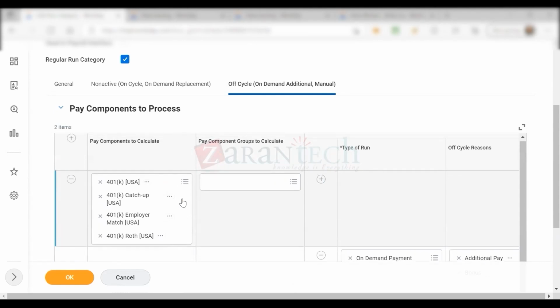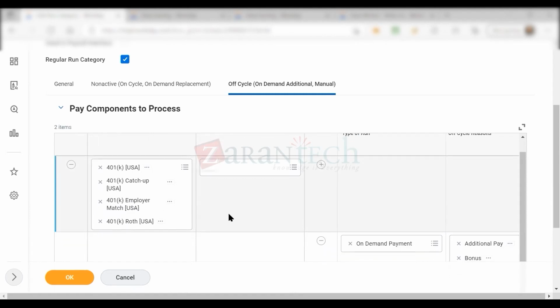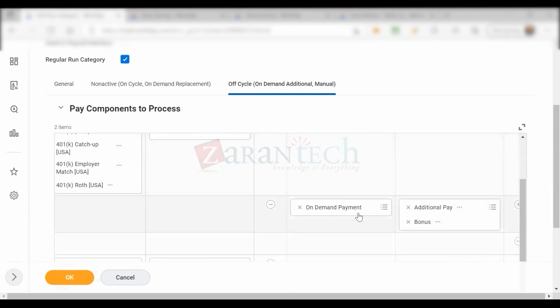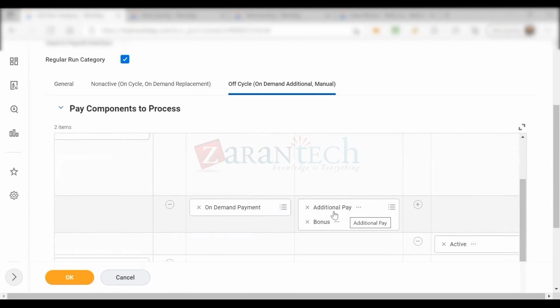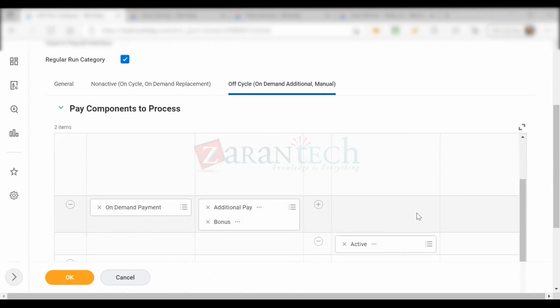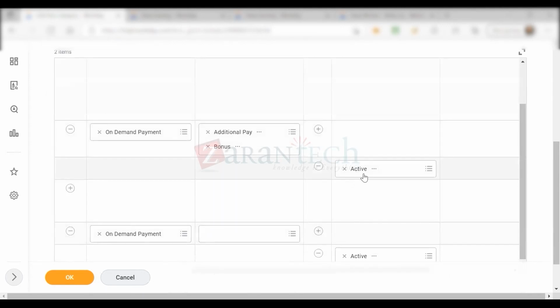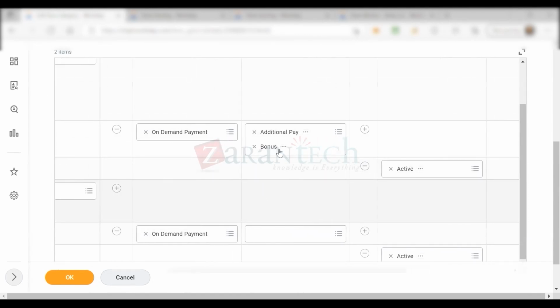In this first example, we are saying that I want all the 401k pre-tax or post-tax or match to be calculated when I'm processing an off-cycle payment with reason additional pay or bonus. And one more thing, when I am processing an off-cycle payment for active, if I end up processing an off-cycle payment under off-cycle reason of additional pay or bonus for an employee who is on leave, what I'm expecting is nothing gets calculated for them.